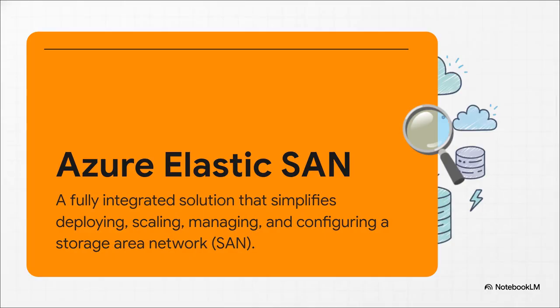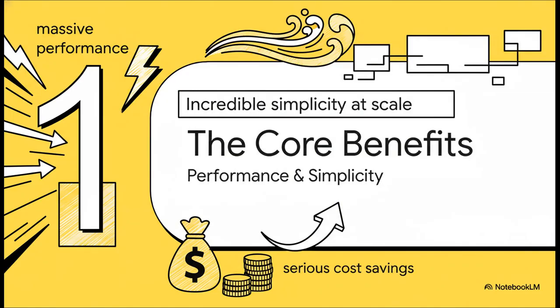So, what exactly is an Elastic SAN? Well, the easiest way to think about it is like a traditional on-premises storage area network, but totally reimagined and built from the ground up for the cloud. It's designed to be that single, powerful backend for all your most demanding workloads, making everything from setup to database management way, way simpler.